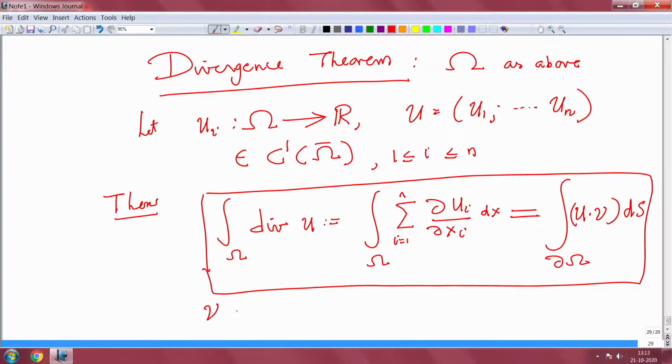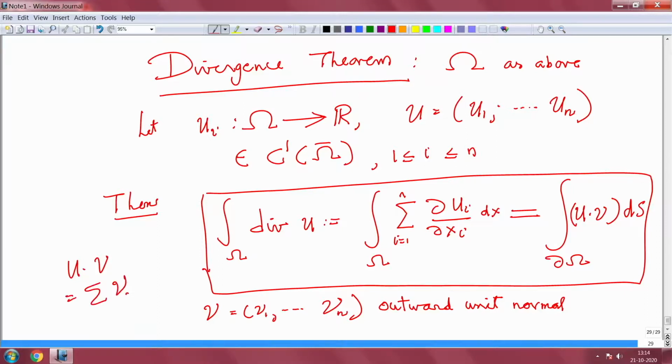Here nu is (nu 1, ..., nu n), the outward unit normal. We are assuming that we are taking domains which have an outward unit normal as a function of x. And u dot nu is of course the summation of nu i ui.